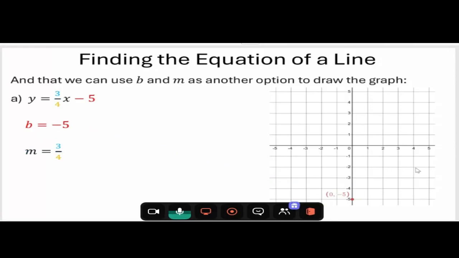I'm going to change the colors first. There we go. So we're going to rise 3, run 4, and put on a new point. We now have 2 points on the line. If you're doing this by hand, you pick up a ruler and join them together. If you're doing this with a graphing utility, you probably put those 2 points there and it just automatically draws the line through them, like so.